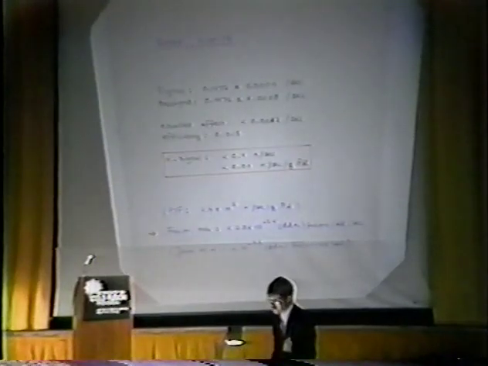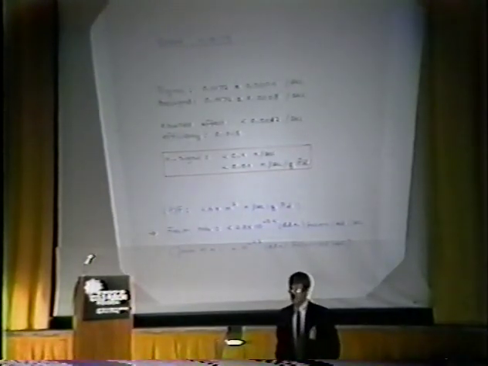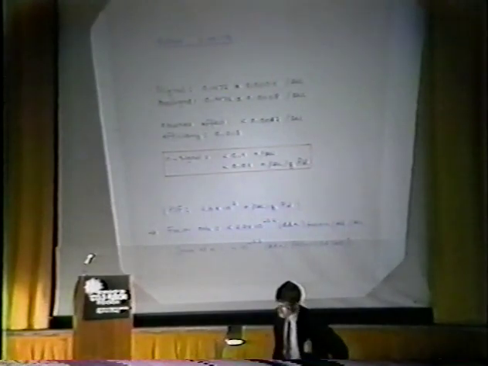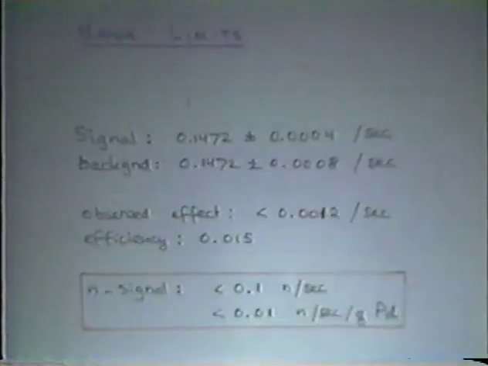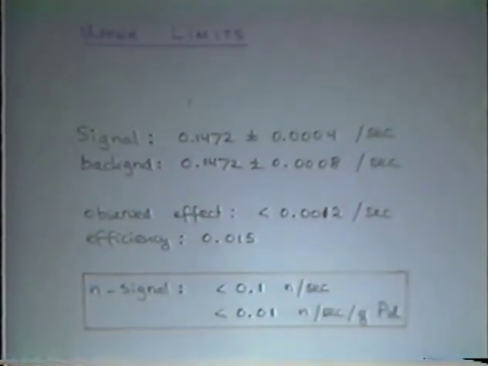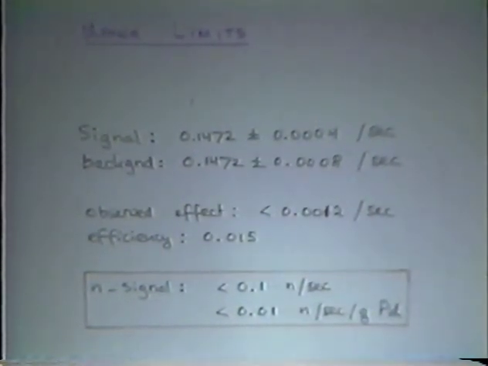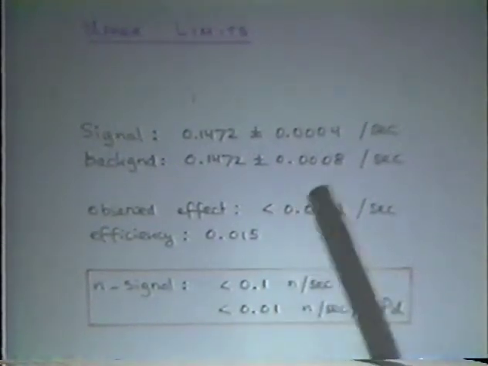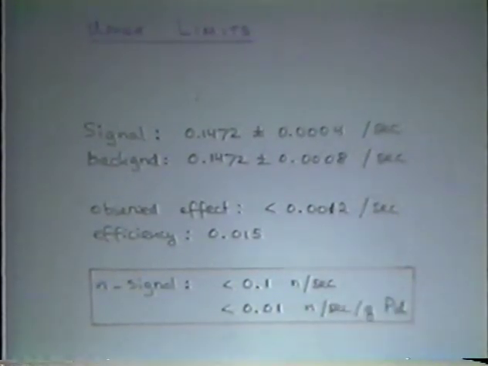In terms of the upper limits, because this essentially is a 0 result, of course, the signal is on the order of 0.14 plus or minus 0.0004 per second. The background is essentially the same, with a somewhat larger error bar because we counted less time during the background measurement. So the observed effect is, to first order, the sum of these 2 uncertainties.